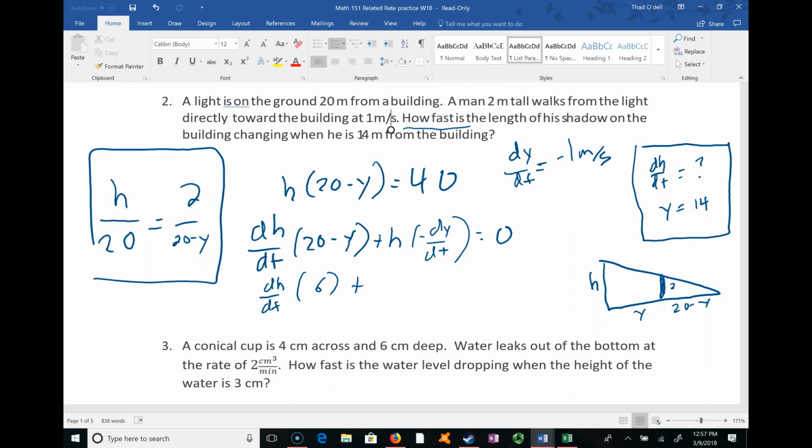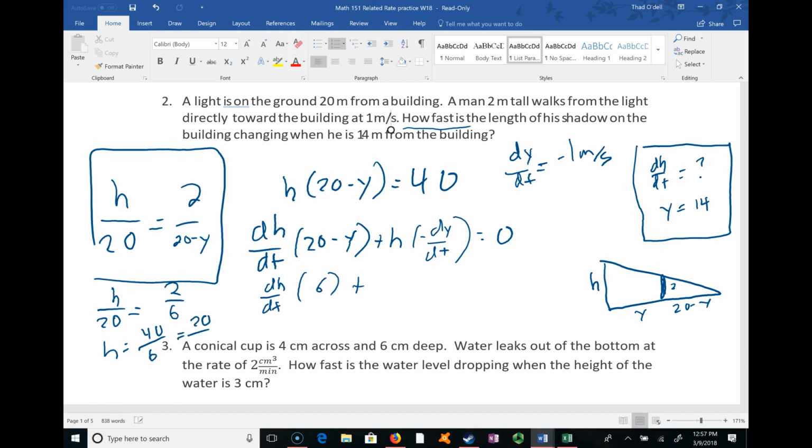So again, we took a derivative, and we're plugging in things we know now. So we plugged in 14 for y and got 6 there. And now I'm trying to find h. So I would put h here over 20 and 2 there. And in place of y, I'm going to put 14, so that would be a 6 there. So that would be h is equal to 40 over 6, which is 20 over 3. So I'd put a 20 over 3 there.